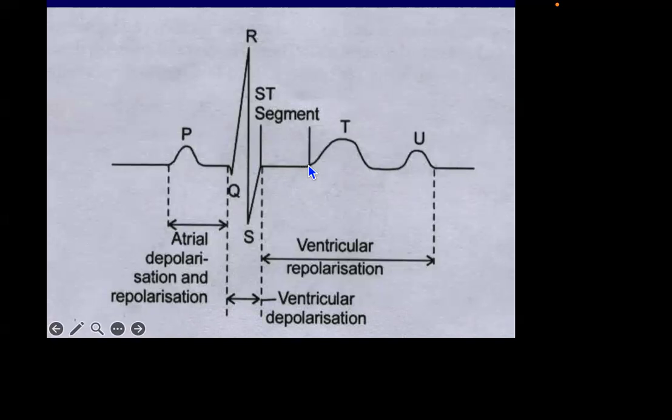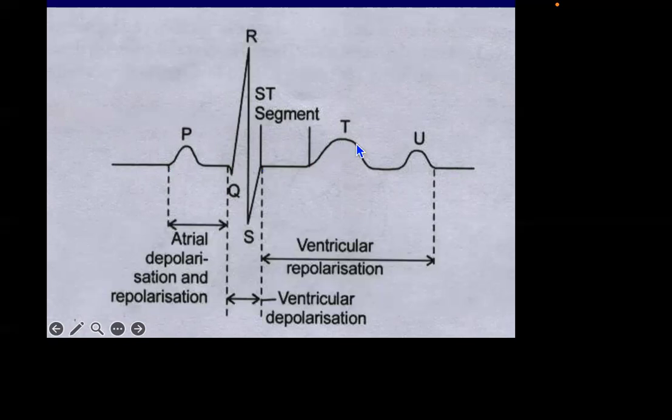And usually in the normal situation, the ST segment lies together with the isoelectric line, which is the PQ line. This is called the isoelectric line, PQ line. In a normal ECG, the ST segment usually lies in the same line. When it is elevated above this PQ line, we say there is ST segment elevation. And when it comes below this line, we say ST segment depression.